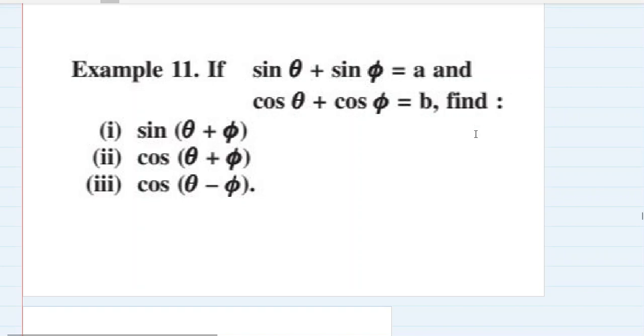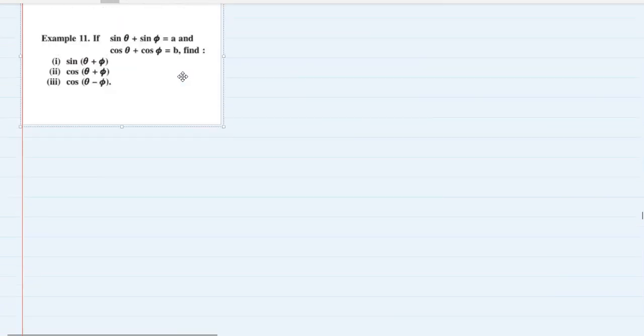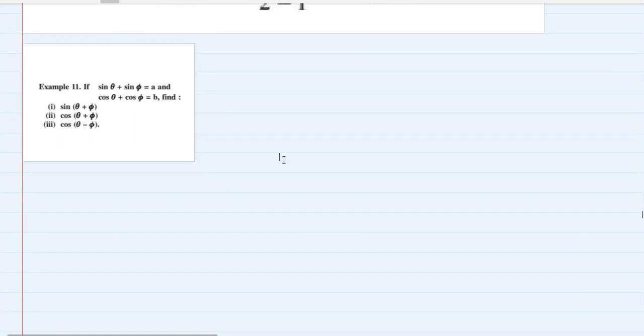Question number 11. If sine theta plus sine phi is equal to A and cos theta plus cos phi is equal to B, find the value of sine of theta plus phi. Okay. Now there are some tricks and some formulae which you have to use to solve this question. Let me show you one by one. First of all, to start with, I'm going to write sine theta plus sine phi is equal to A.